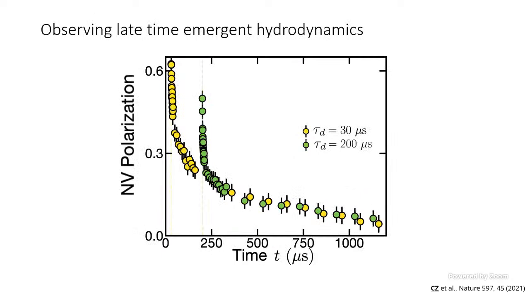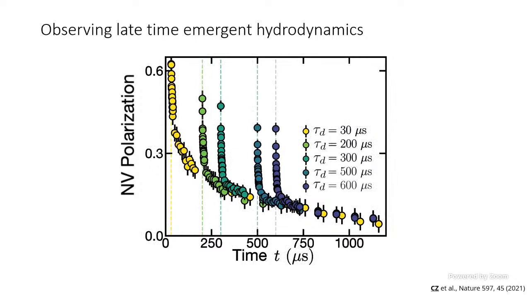So by changing the tau D, which is that wait time, we can clearly see a fast initial local depolarization followed by late-time dynamics lying on top of each other, which is independent of the diffusion time we let it evolve. And this late-time dynamics collapses for all different tau, and this identifies the late-time hydrodynamic behavior or regime.